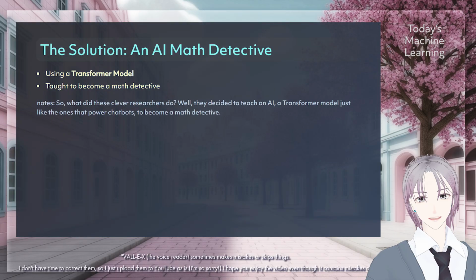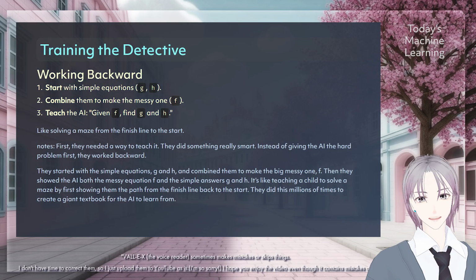So what did these clever researchers do? They decided to teach an AI, a transformer model just like the ones that power chatbots, to become a math detective. First, they needed a way to teach it. They did something really smart. Instead of giving the AI the hard problem first, they worked backward. They started with the simple equations, g and h, and combined them to make the big messy one, f. And they showed the AI both the messy equation f and the simple answers g and h.